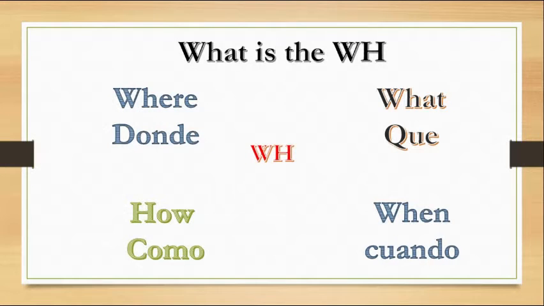If you don't have any idea what the WH is, it is an optional part of the question. It is to say cuándo, dónde, por qué, or cómo in Spanish. But you remember this like what, where, when, and in other cases, how.